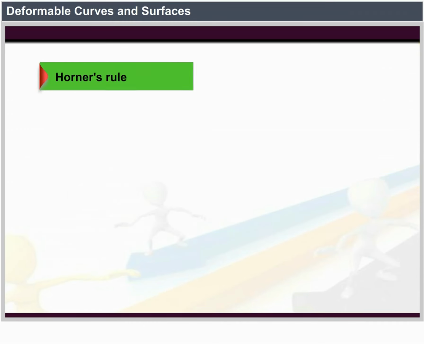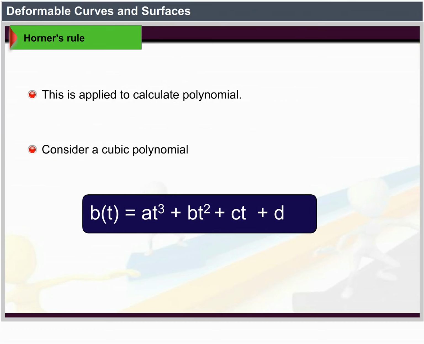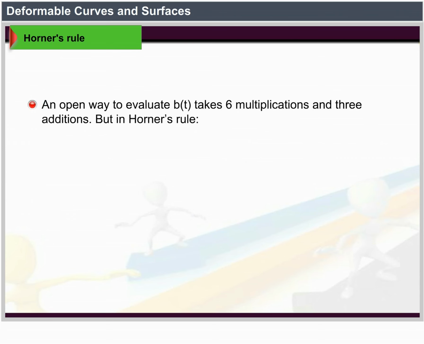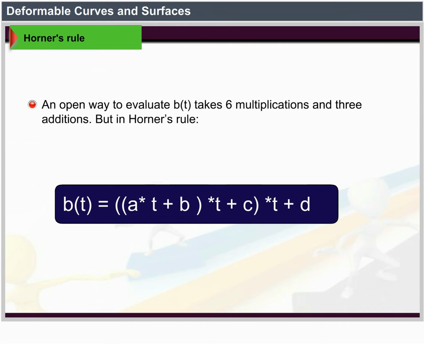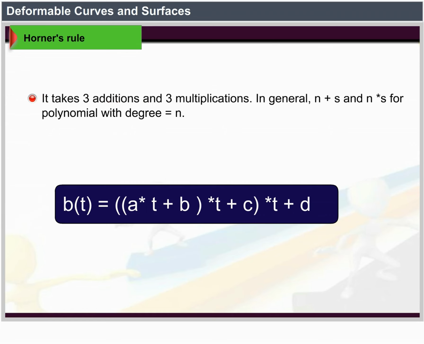Horner's rule. This is used to calculate polynomials. Consider a cubic polynomial b(t) equals at cubed plus bt squared plus ct plus d. The straightforward way to evaluate b(t) takes 6 multiplications and 3 additions. But in Horner's rule, b(t) equals ((a*t plus b)*t plus c)*t plus d. It takes 3 additions and 3 multiplications. In general, n additions and n multiplications for a polynomial of degree n.